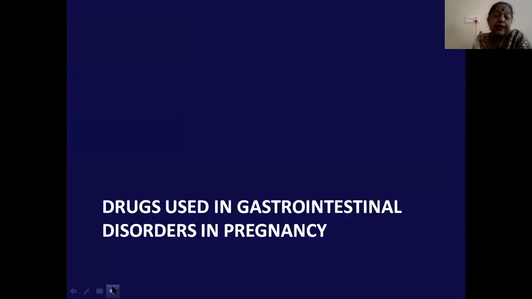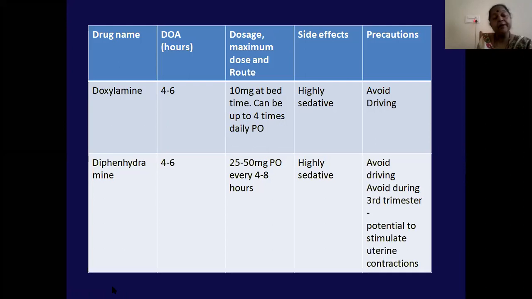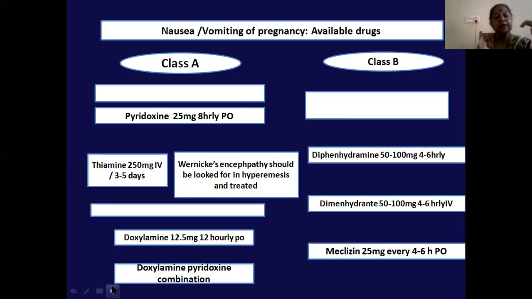Now, various drugs which are used in gastrointestinal disorders. These are the various common disorders, and the most common is vomiting in pregnancy, or excessive vomiting like hyperemesis. So these are drugs like doxylamine, diphenhydramine, then meclizine, promethazine. These are the drugs which are used for vomiting in pregnancy.